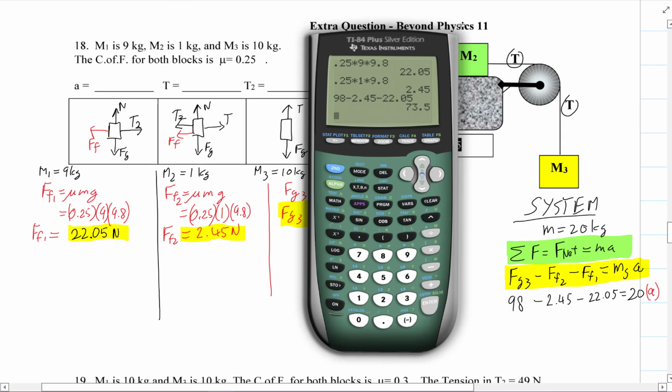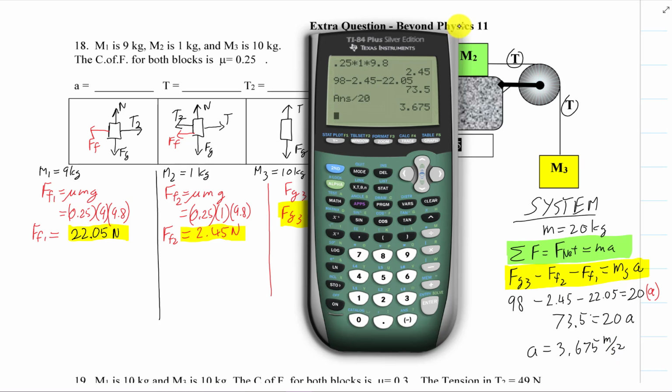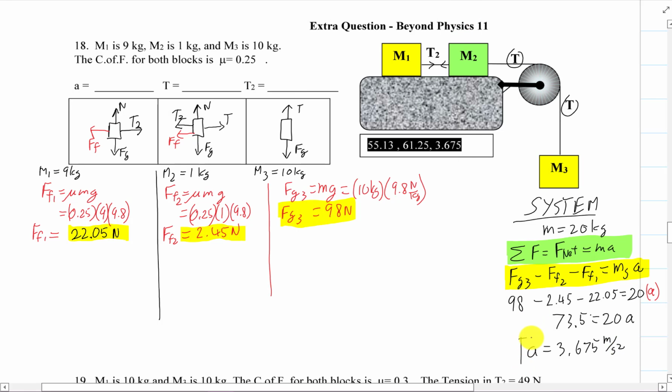So this is going to be 73.5 is equal to 20A. So the acceleration is going to equal, divide this by 20, 3.675 meters per second squared. If this was an honors class and stuff like that, you should probably tell me the direction. It's either right for M1 and M2 or down for M3. But it's pretty intuitive here.